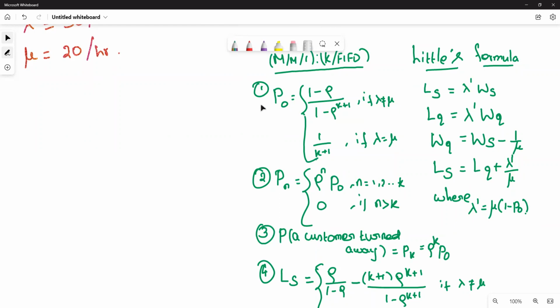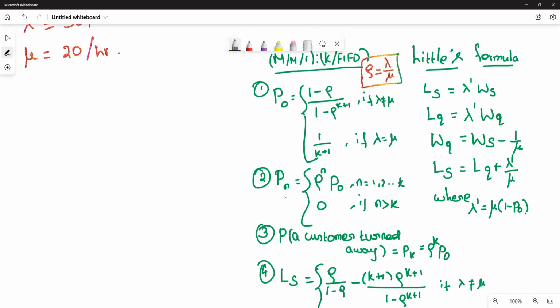P naught. What does P naught denote? Probability that the system is empty, that is, nobody is there in the system. It is given by the formula (1 minus rho) divided by (1 minus rho to the power K plus 1) if lambda is not equal to mu, that is, arrival rate is not equal to service rate. Then we'll use this formula. If arrival is equal to service, we'll use 1 by K plus 1. Here, as usual, rho denotes lambda by mu, that ratio.